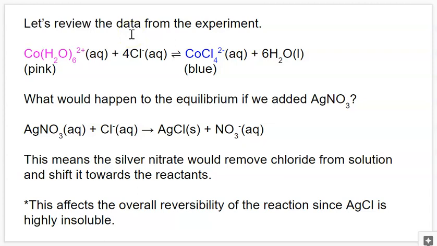And since it wants to alleviate any changes that we made to the system, some of the cobalt chloride is going to shift back towards the reactants to make more cobalt hydrate to then balance out the amount of chloride in solution. So removing reactants also causes the equilibrium to shift, and it's going to shift towards the side that will make more of the thing that you removed. And just one note, this is going to affect the overall reversibility of the reaction, since silver chloride is highly insoluble, and once those chloride ions are removed, they can't really come back.